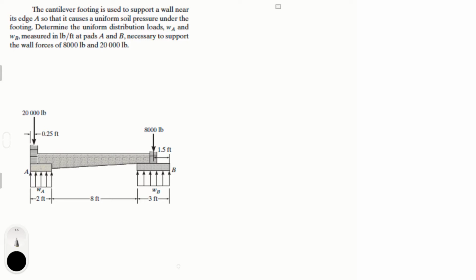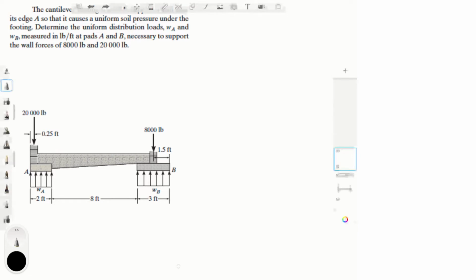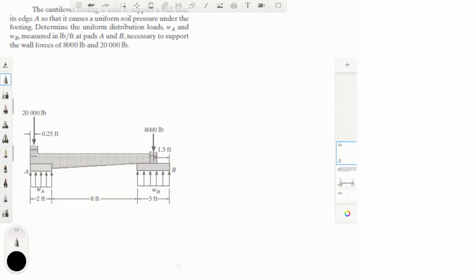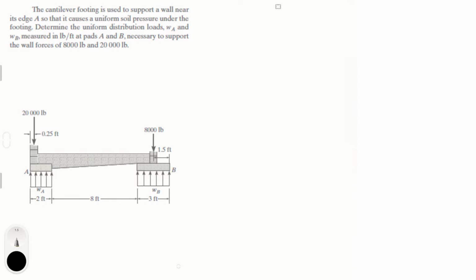Let's just do it like this. I'm going to make this a little bit transparent to make it easy to understand. You know that a distributed load makes an equivalent force at the center. I'm going to call this FB, and FB is equal to WB, which is what we're trying to find, times the length of that distributed load, which in this case is 3 feet.